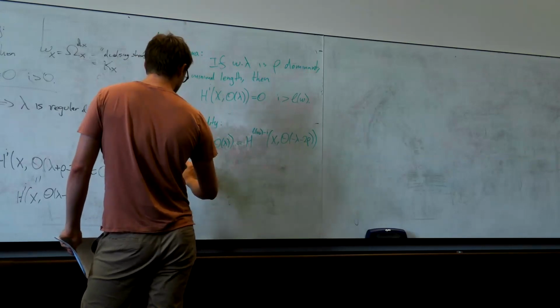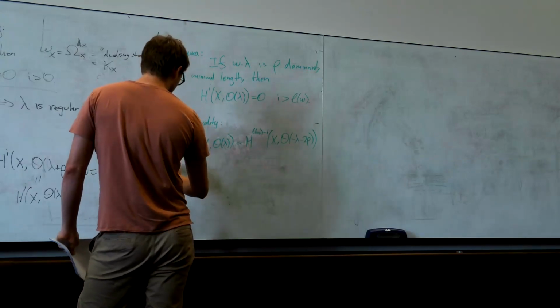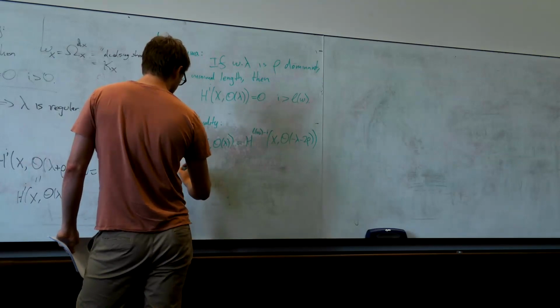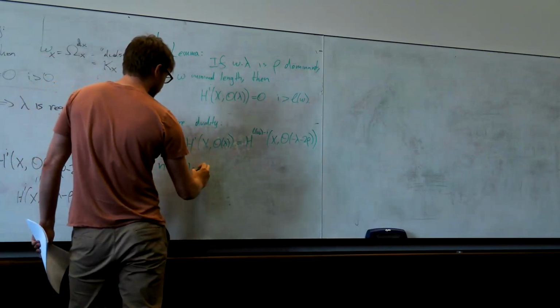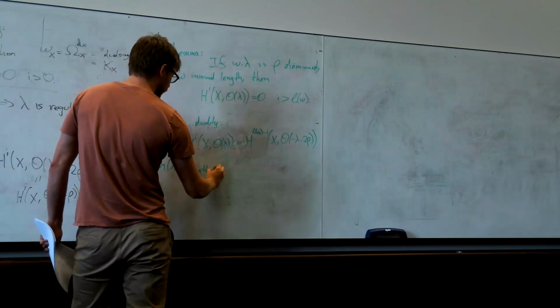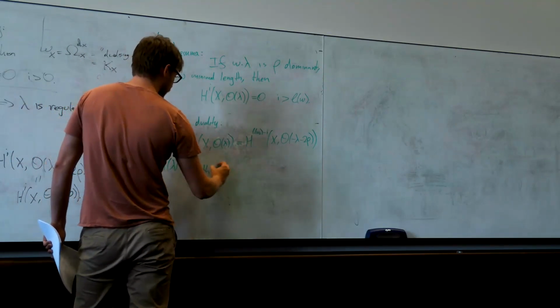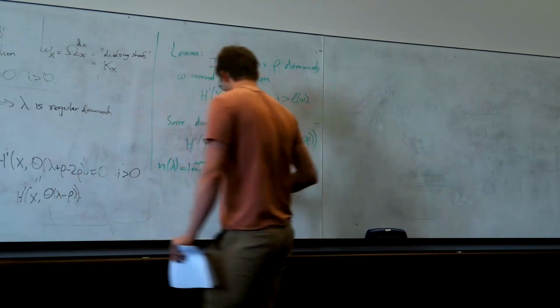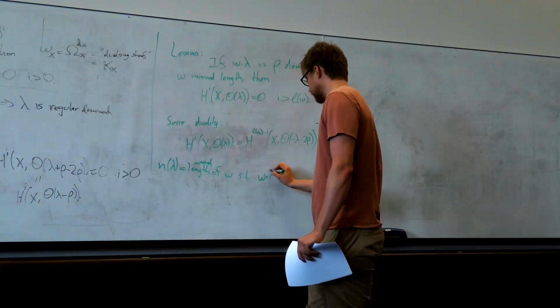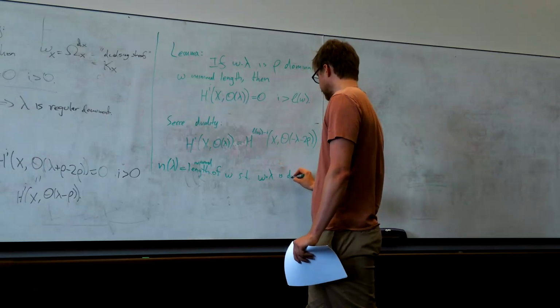Okay. Maybe yeah. Let's just give a name to this number. So this is the length of minimal length of W such that W dot lambda is dominant.